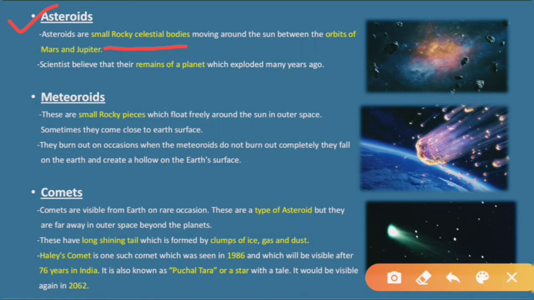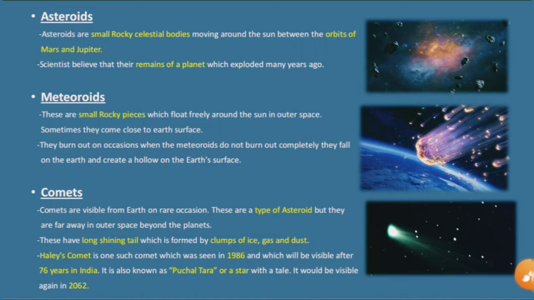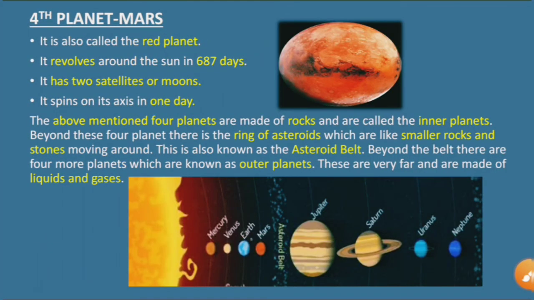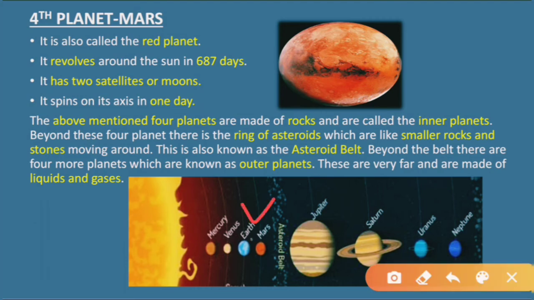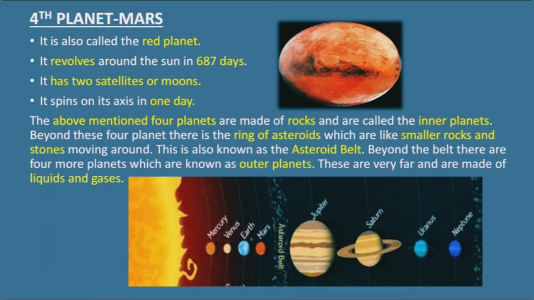They are small rocky pieces moving around the sun between the orbits of Mars and Jupiter, means they move around the sun in a circular path between the orbits of Mars and Jupiter. It is present between whom? Between Mars and Jupiter the asteroid is there, as I have already shown you in the diagram. Between Mars and Jupiter there is a belt, and this is known as the asteroid belt. So it is present between Mars and Jupiter.